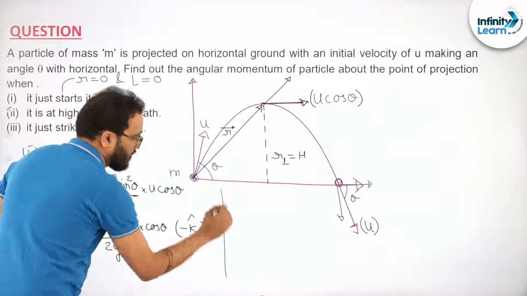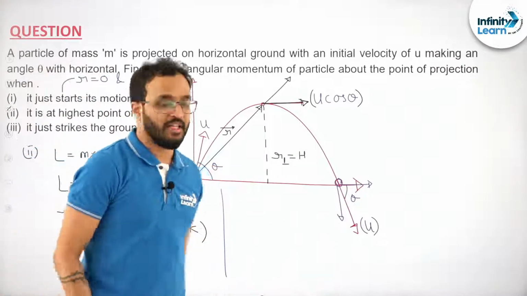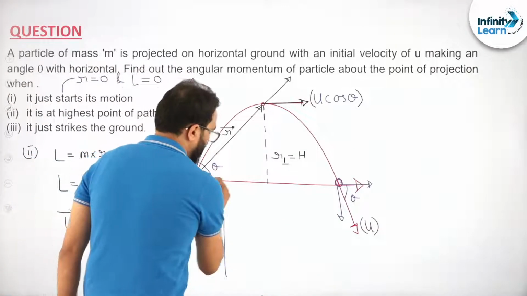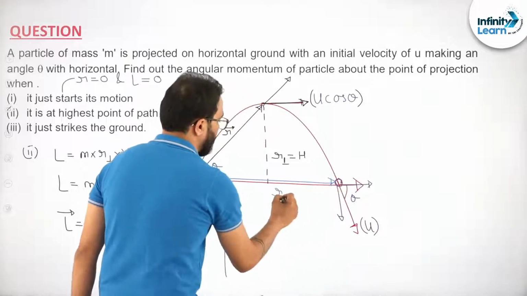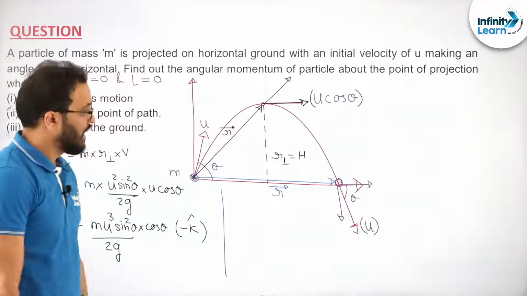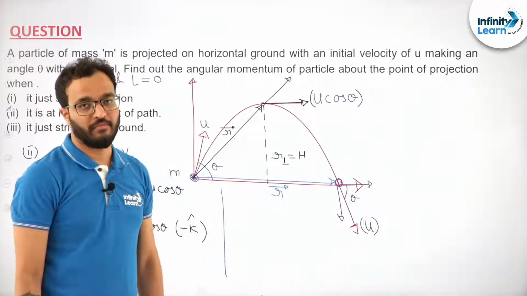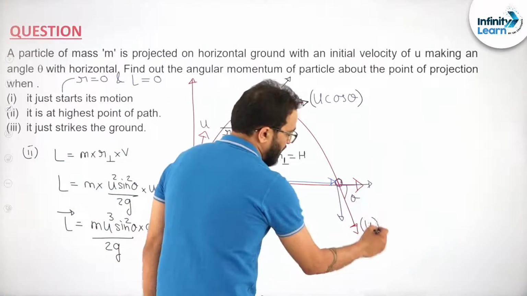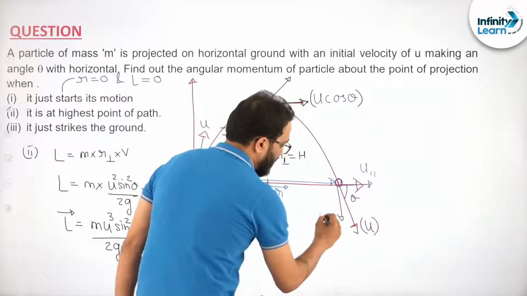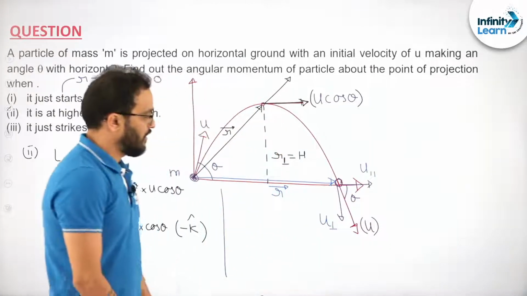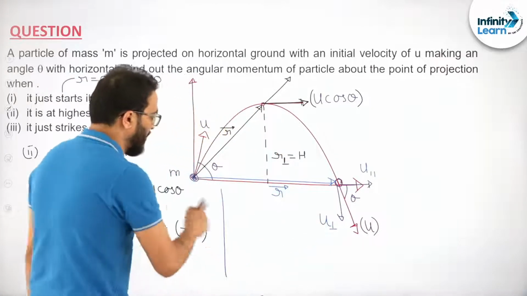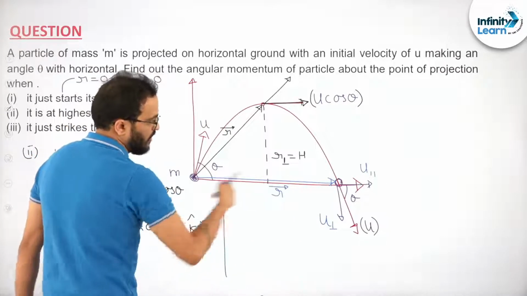Fine. Now the last one. If the object is here, then you will say this is our vector r. This time it is better if you break the velocity into two components. So let's break it. You will say this is u parallel and this is u perpendicular. What is this? u sine theta. So it is better right now. And what is this? Range. You know this distance, the range.